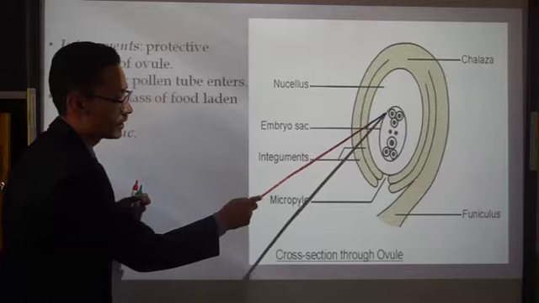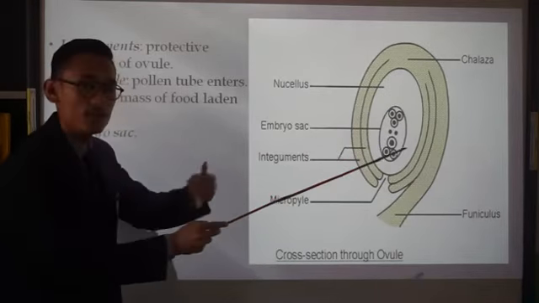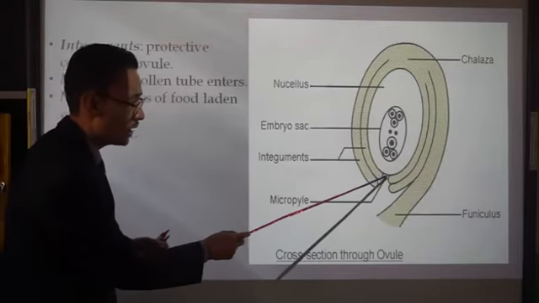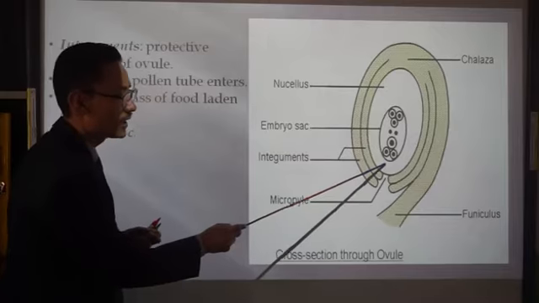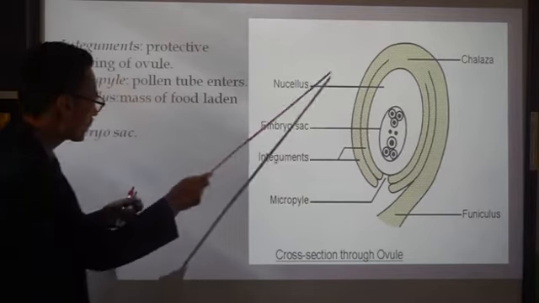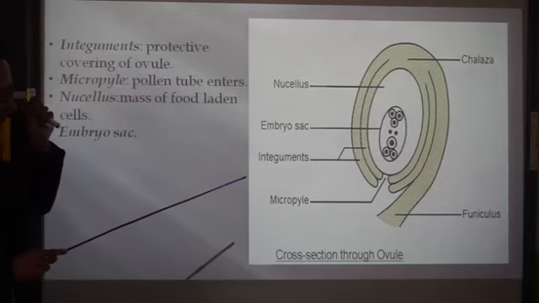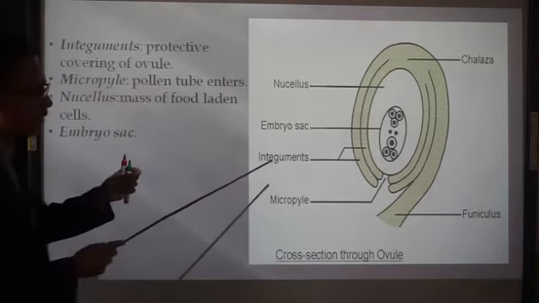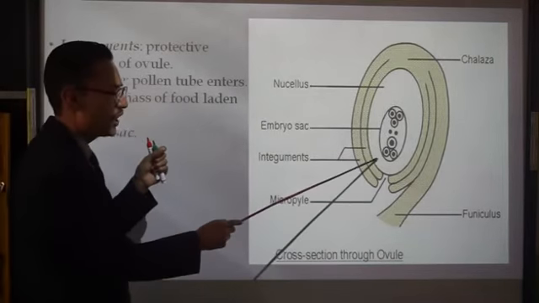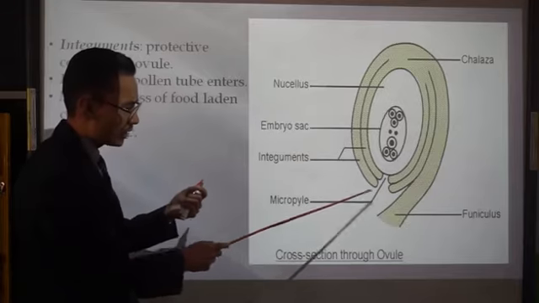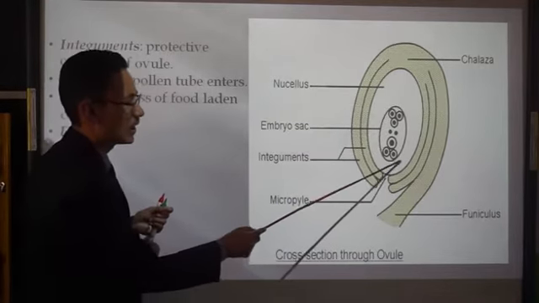Can you see over here? This is the embryo sac. Clear? The embryo sac contains the egg which will help in fertilization. So through the micropyle, the pollen tube enters inside the embryo sac. So the structure of an ovule: the ovule is surrounded by a structure called integuments which will protect the ovule. At a particular point, the integuments are absent, and that region is called the micropyle. Through the micropyle, the pollen tube enters inside the embryo sac.